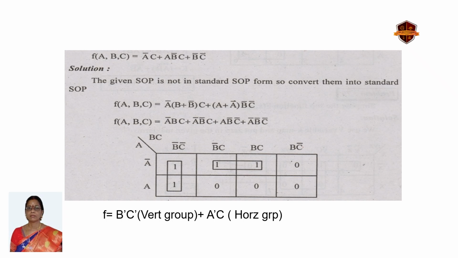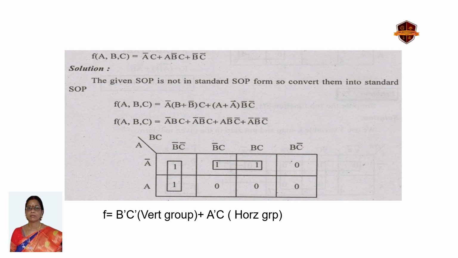So first you have to convert the standard SOP to canonical SOP. What do you mean by canonical SOP? All the terms should contain all the variables. So you first consider the first term A bar C. In this term the variable B is missing, so you include B plus B bar in the term. So A bar into B plus B bar into C.